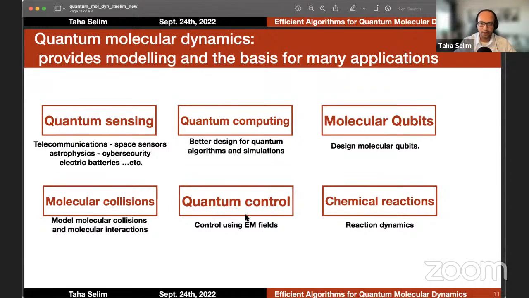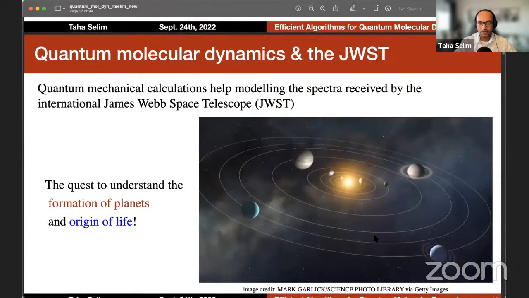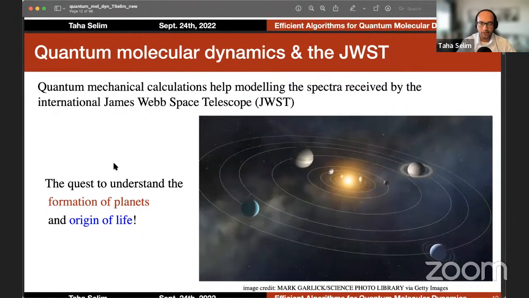And quantum control helps in studying molecules that are under control by certain electromagnetic fields or magnetic fields. Chemical reactions, of course, to study reaction dynamics. And here we come to the main motivation of the project, and we see the connection between quantum molecular dynamics and the James Webb Space Telescope.